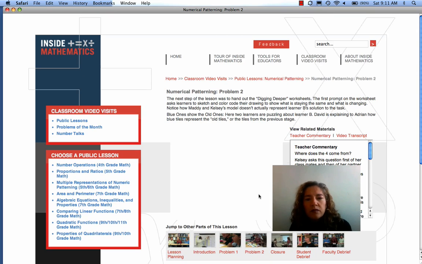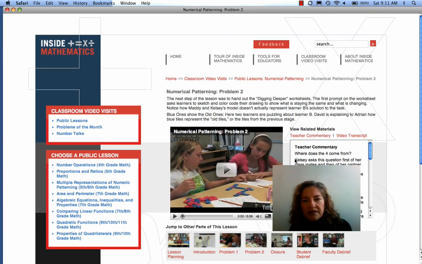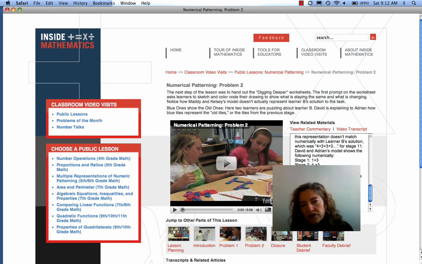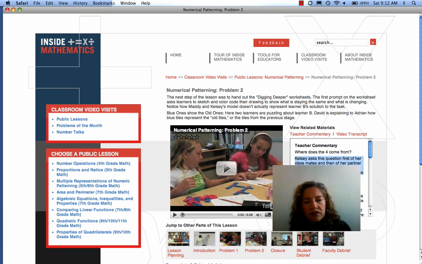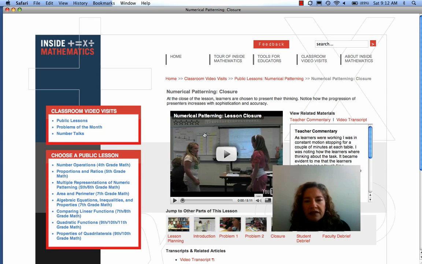Then he asks them, building on one of the students' insights, she says, where does the 4 come from? So the student Kelsey asks this question first of her classmates and then of her partner Maddie. Maddie has a clear understanding of how learner B sees the pattern growing, +3, but then where is the 4 coming from? And in this commentary you can see that Dickinson is looking very closely at this video of his students working together so that he can help you understand the context for these 2 students grappling with this particular content. Throughout this lesson, he has the students coming up to the board, explaining their thinking, and so on.